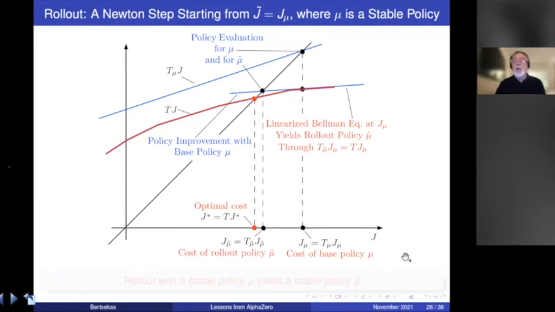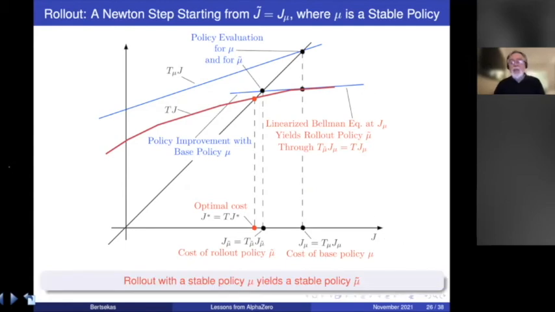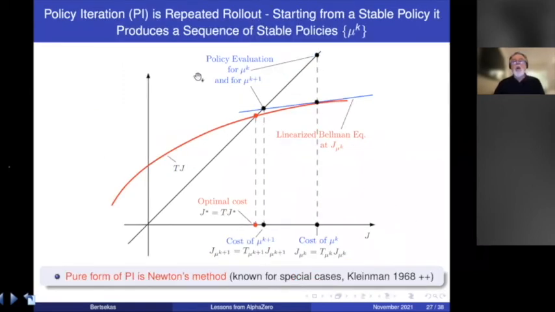And it can be implemented in a number of ways, including simulation. And an interesting fact is that if you have a stable policy to begin with, then the rollout policy will also be stable. You can see this from this figure. Now, policy iteration is simply a repeated rollout. You start from a policy, do a rollout on it, and then do a rollout on the rollout, and so on, and generate a sequence of policies.